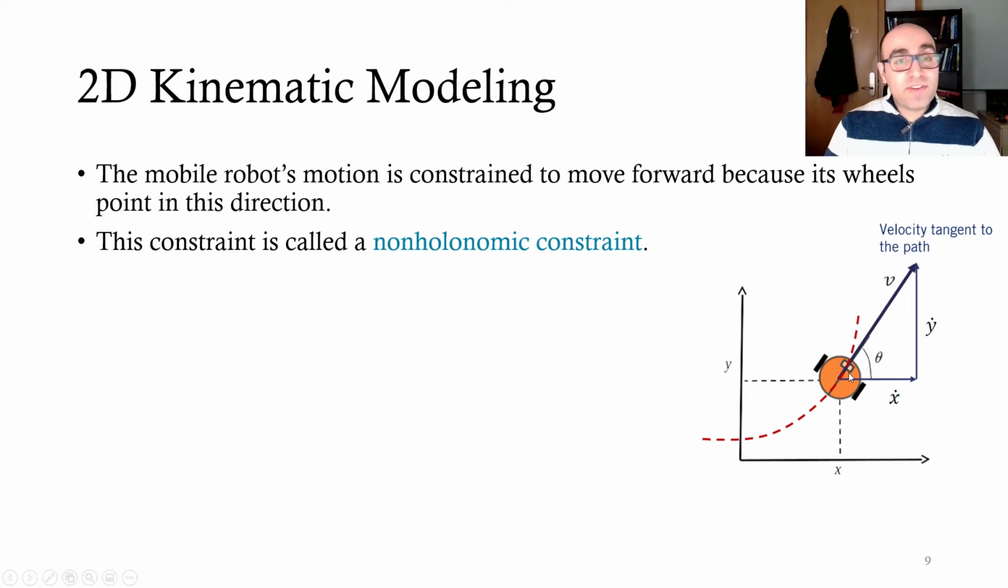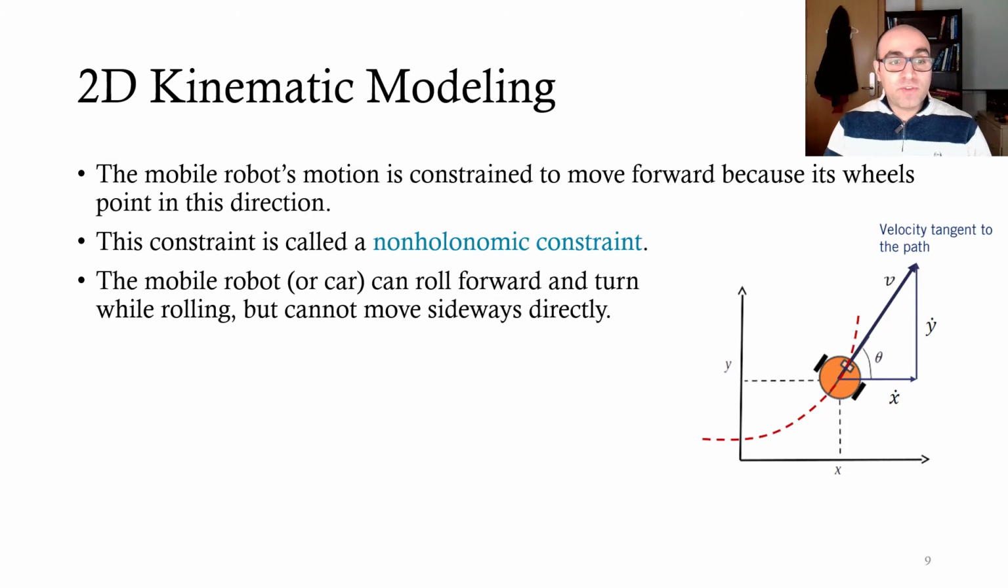The velocity of a robot or a car at any instance is tangent to the path. That's because of how cars and mobile robots are made. If your car is facing this way, it cannot suddenly move in this direction. You cannot move in any direction where you are not pointing. You can move in a direction where your wheels are pointing. This is the non-holonomic constraint that we have in cars and mobile robots.